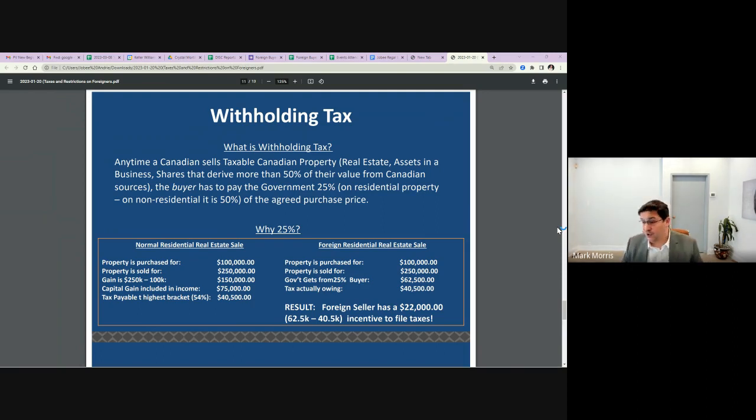And the reason that we do this is because sellers who are not resident of Canada can take their money and disappear, and the government wants to see their money. So what they're doing is they're taking the money up front and saying, unlike Canadians that we know we can pursue, we are going to take our money up front and you will file your taxes and we'll give you back the premium. By taking 25%, we know we have enough to cover your obligation.